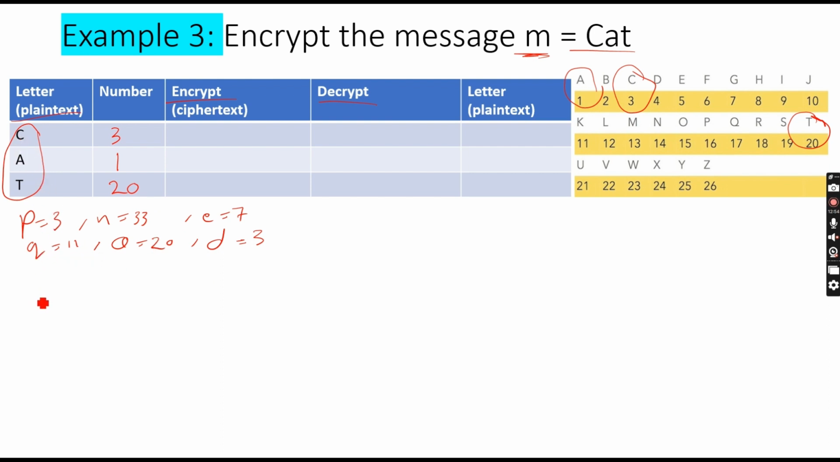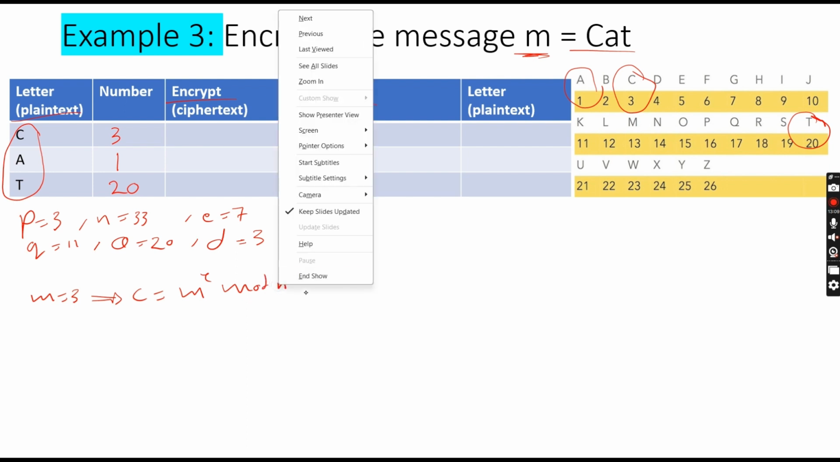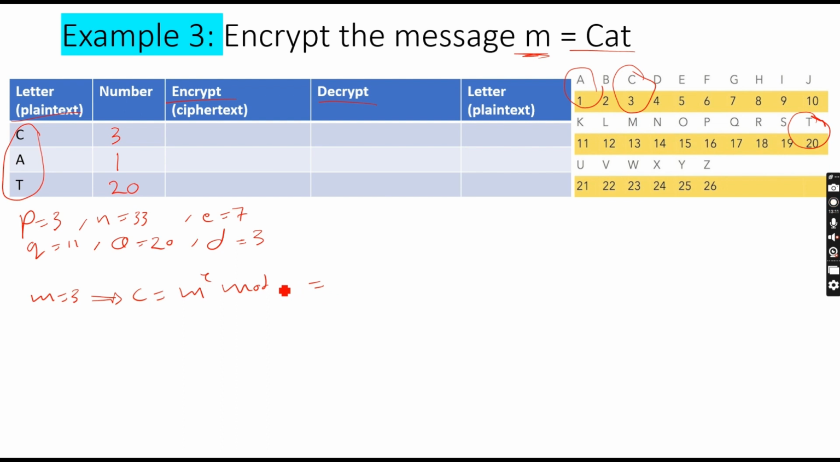So C equals 3, correct? The first message was 3, and I can cipher this message by using M to the power E mod N. Okay, and this equals what? M, which is 3, to the power E, which is 7, mod what? Mod 33. Now we will find the solution, but let's do the other one.